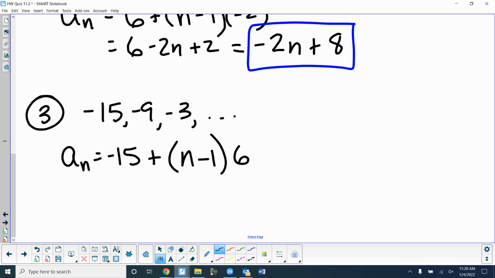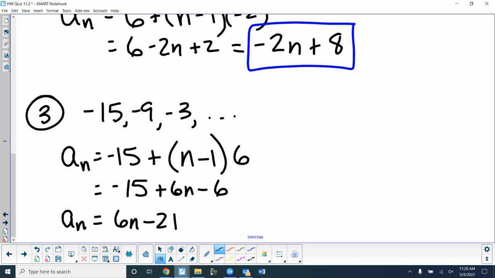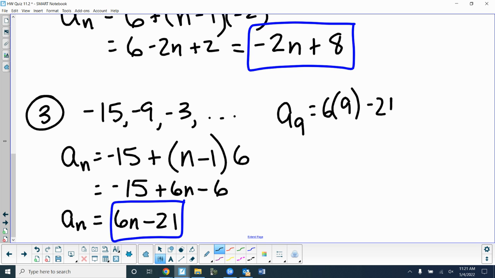So I'm going to distribute the 6. I'll just stay on this side. So 6n minus 6. So my nth term is 6n minus 21. Okay, all right? And then I'm going to plug 9 in for n in that formula.